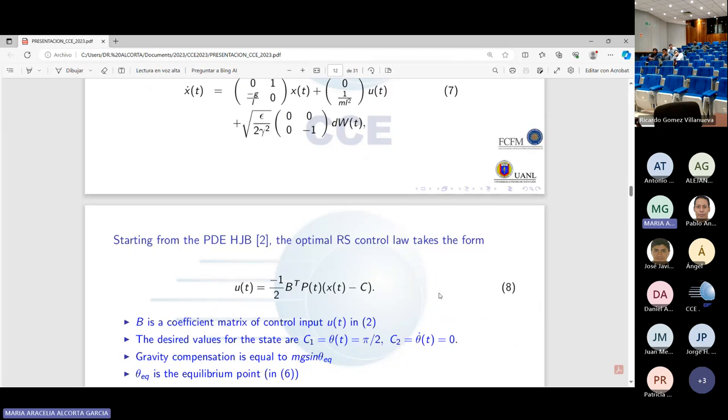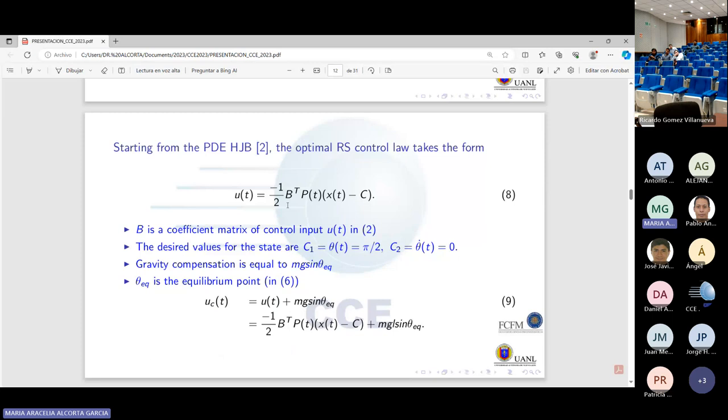Okay, starting from reference 2, the optimal risk-sensitive control law takes the form of equation 8, where B is the matrix coefficient of the control input, X minus C is the error, and P is the component of the gain matrix for the control. The desired values for the state are the vector C, given by these values, C1 and C2.